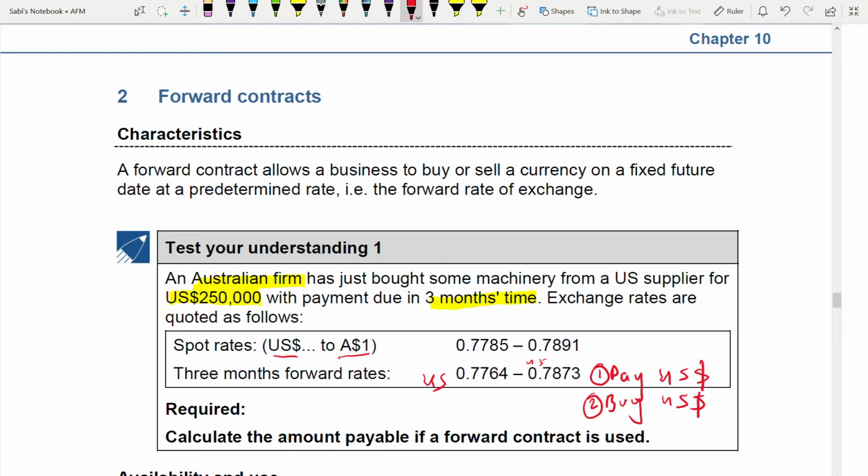So you buy at a higher rate. Why? Because when you go to buy and sell with the bank, remember always you will be the one who is losing. You will be in the worst position and the bank will be in the better position. Bank will always win. So the bank will definitely sell to you at a higher rate and buy from you at a lower rate. It's reversed for you. You will buy at a higher rate and you will sell at a lower rate. So here you have to buy.